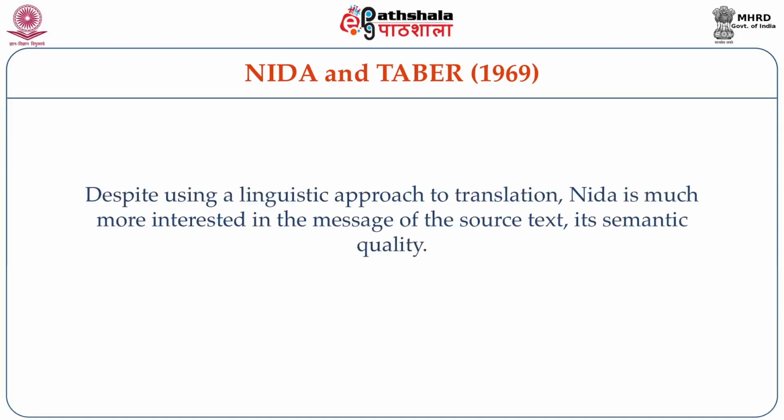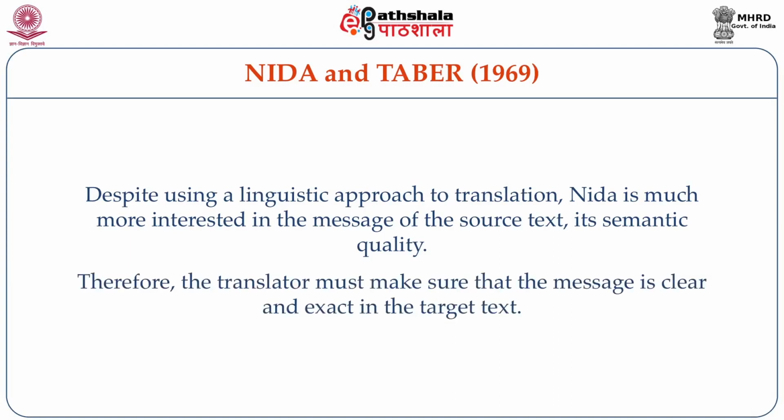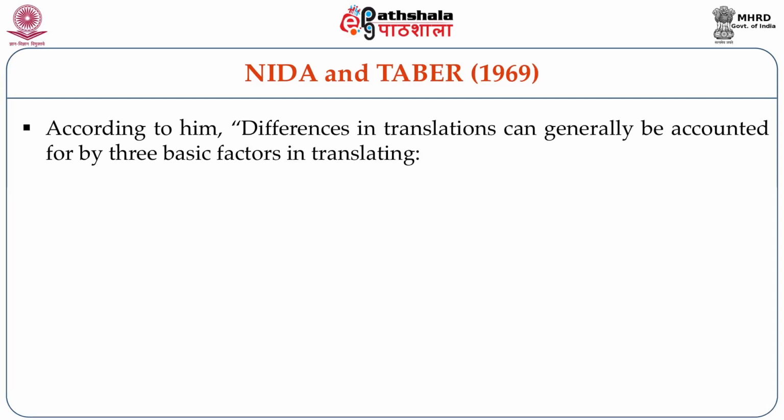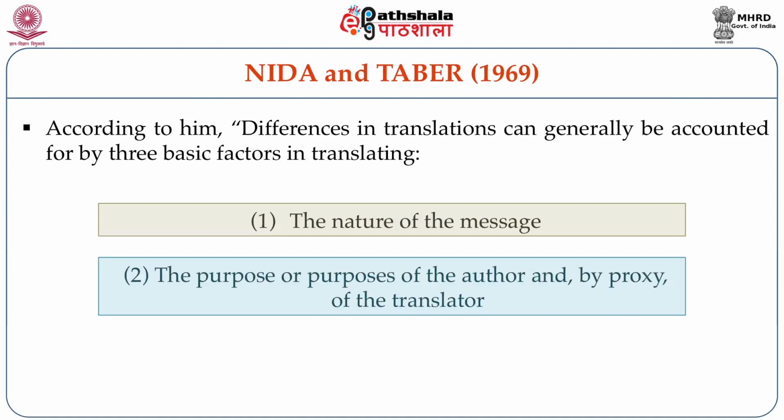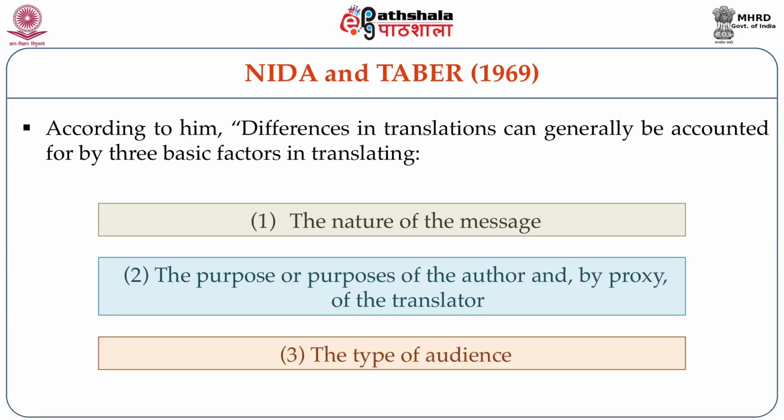Despite using a linguistic approach to translation, Nida is much more interested in the message of the source text, its semantic quality. Therefore, the translator must make sure that the message is clear and exact in the target text. According to him, differences in translations can generally be accounted for by three basic factors in translating. 1. The nature of the message. 2. The purpose or purposes of the author and, by proxy, of the translator. And number 3. The type of audience.